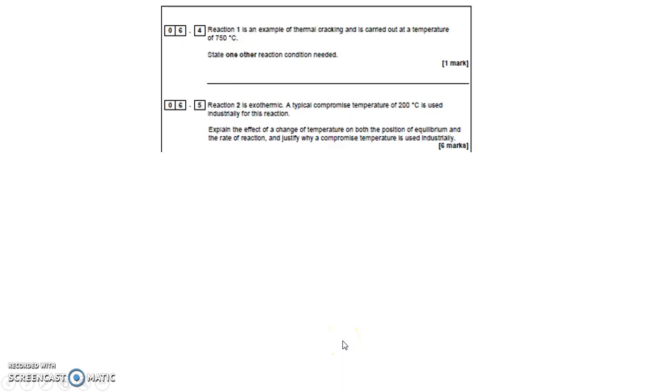That's what it's called. Okay, an example of thermal cracking. So thermal cracking is where you break up a long chain.